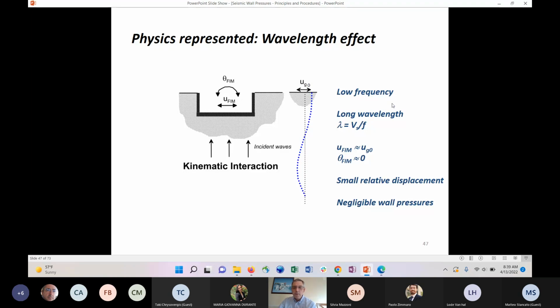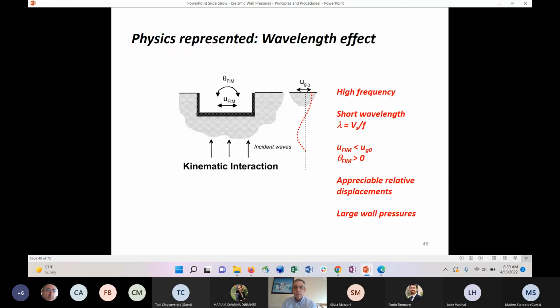And I'm showing a case of a relatively low frequency with a long wavelength. And you'll notice that the variation of the displacement in the free field over the height of the wall is pretty modest. And under these kind of conditions, the UFIM and the UG0 are not so different. And there really isn't much in the way of rotation either. So this is a case where the wall is more or less moving together with the soil, and you don't get much in terms of pressure. So that would be the right end of that diagram with long lambda over h.